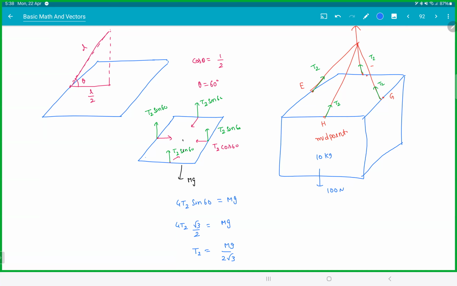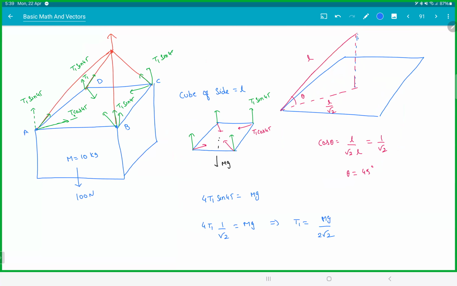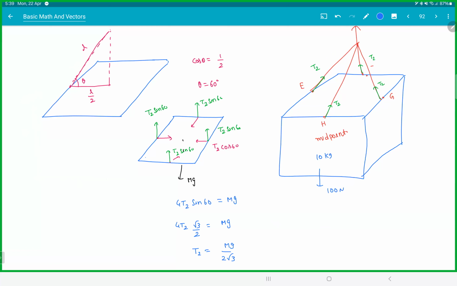There, this is your T1 and T2. You know T1, you know T2. Now divide them, you'll get the answer. Please have a look at the steps once.